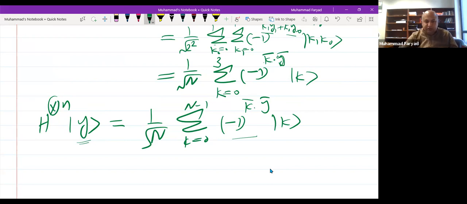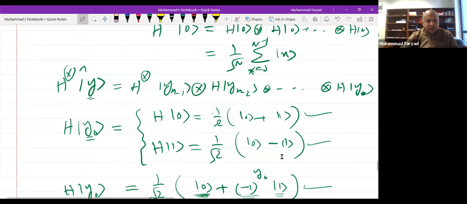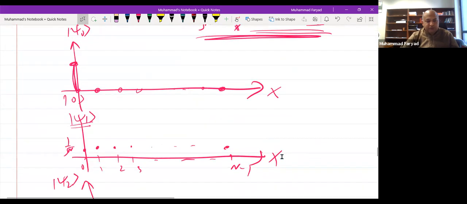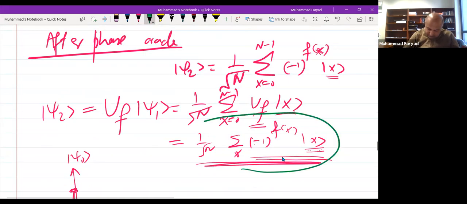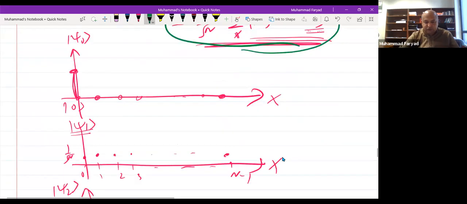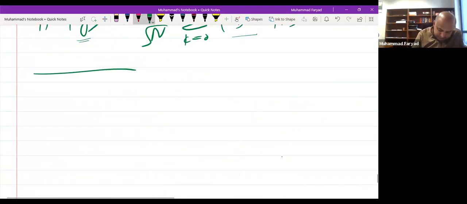Okay, if not, let me now get back to our output of the algorithm. So we had reached this part. So this was psi 2, and let's see what psi 3 is. So psi 3 is after the second Hadamard.